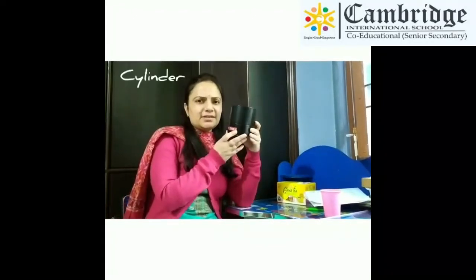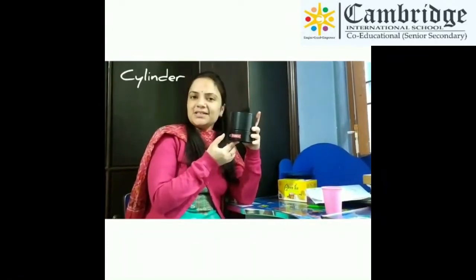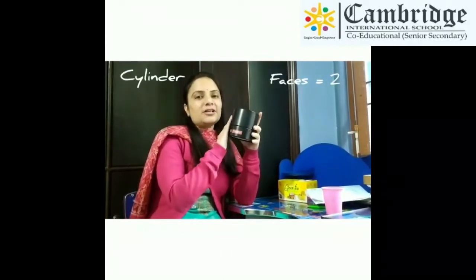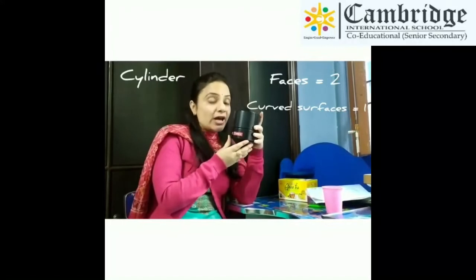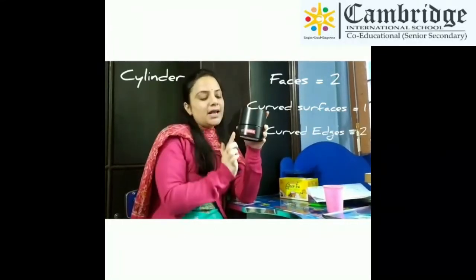Now let's study a new shape. What is this? This is a cylinder. It has 2 flat surfaces, 1 and 2. This means it has 2 faces. And this is a curved surface. And what about edges? It has 2 curved edges, 1 and 2.